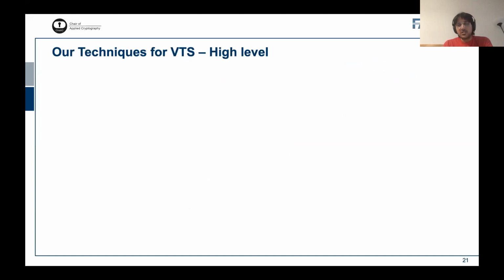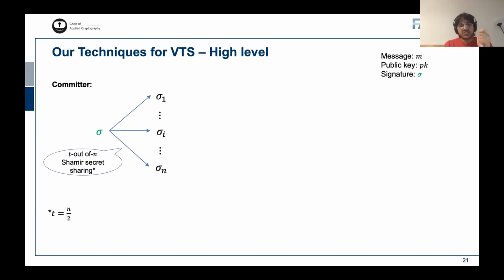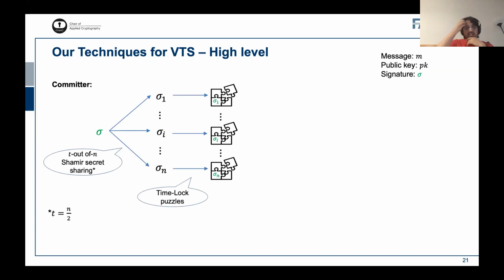We want to instantiate this NISIC proof in an efficient manner. On a very high level, we have a message M, a public key PK, and a signature sigma, and the committer wants to commit to this signature sigma. What he first does is secret share this signature into sigma 1 up to sigma n using T-out-of-n Shamir secret sharing. The threshold T is set as n over 2, half of n. The committer then generates a VTS for each of these shares using time-lock puzzles.